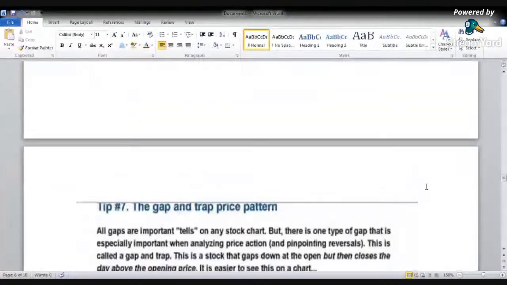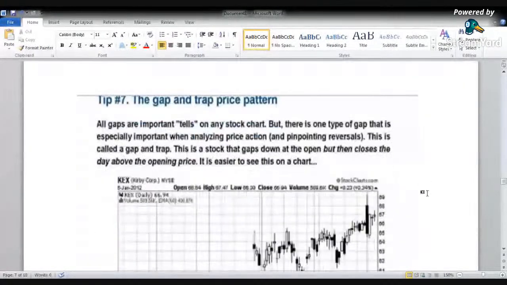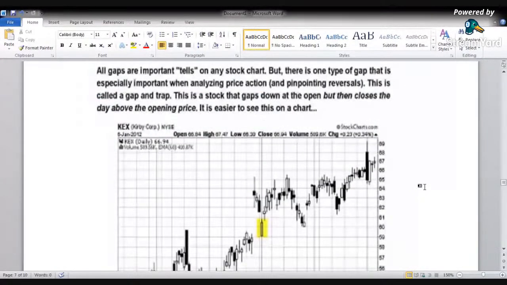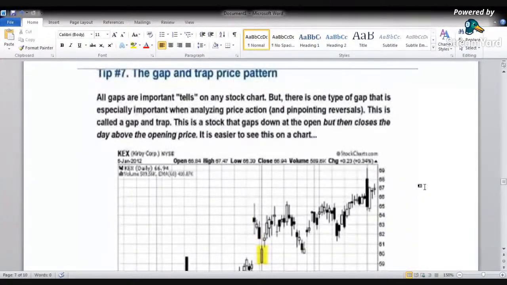The next one is tip number 7, the gap and trap price pattern. Okay. All gaps are important. So, makikita po natin yan diyan sa chart. May mga gap down and then may gap up. So, importante po yan. All gaps are important tells on any stock chart. We experience a lot of that in the Philippine stock market. But there is one type of gap that is especially important when analyzing price action. This is called a gap and trap.